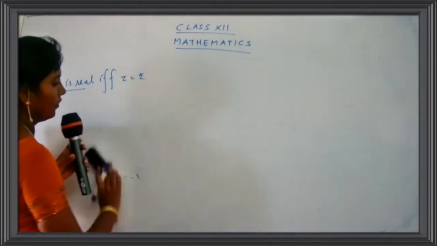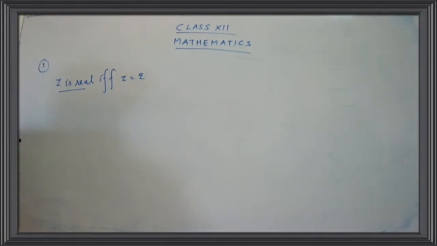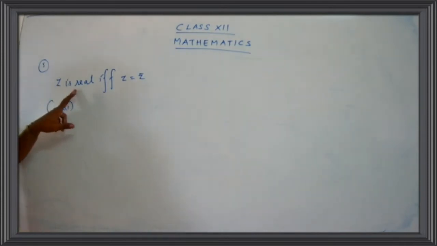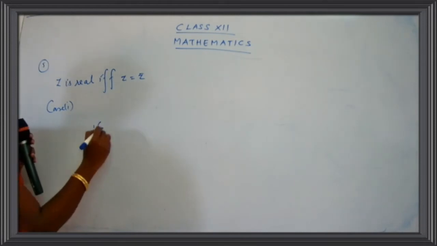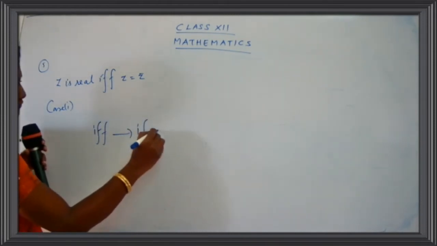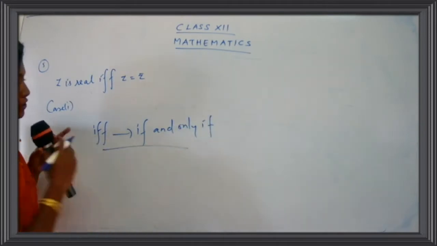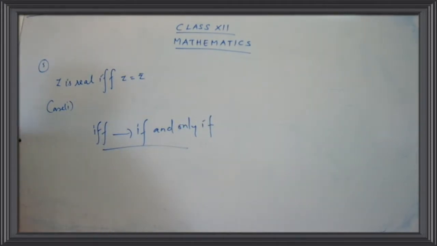Okay, so now let's go for the proof part. Here we are going to take two cases. Case 1. See the question children, Z is real if and only if. You have a two-way condition. If and only if. So we are going to take two cases over here. Let's see the first case over here.